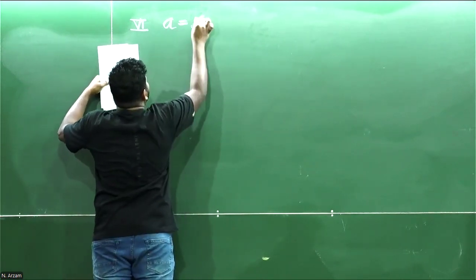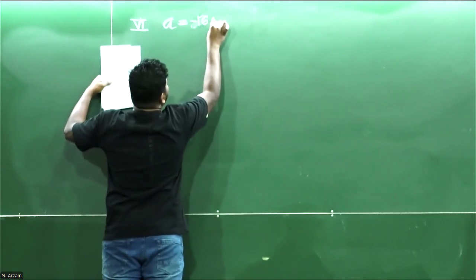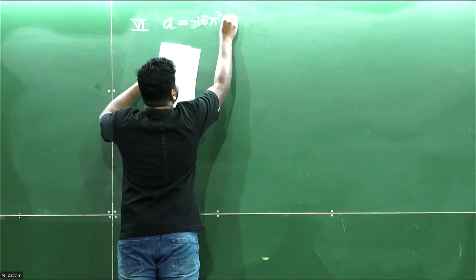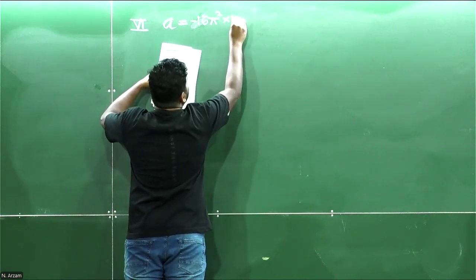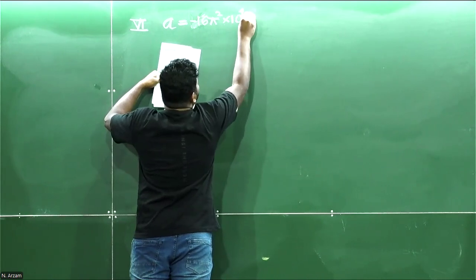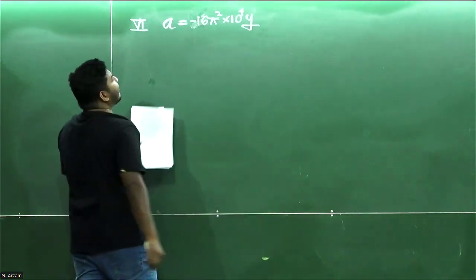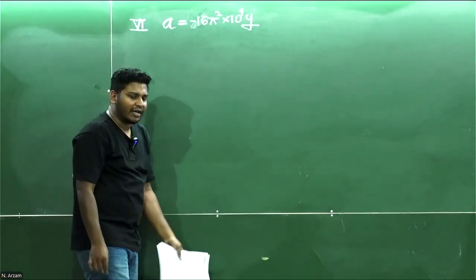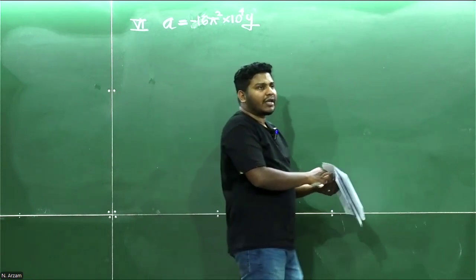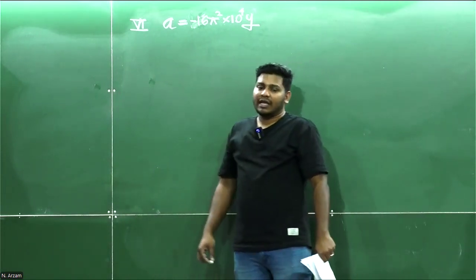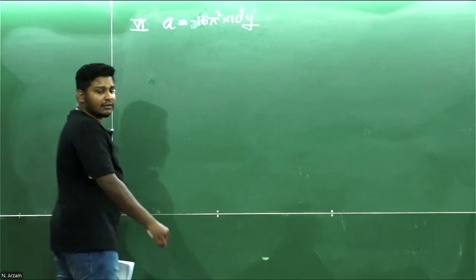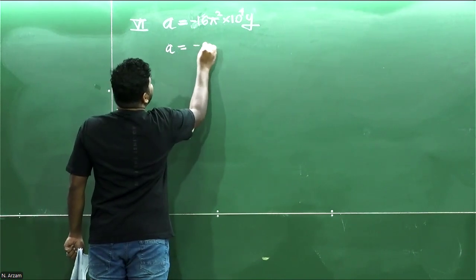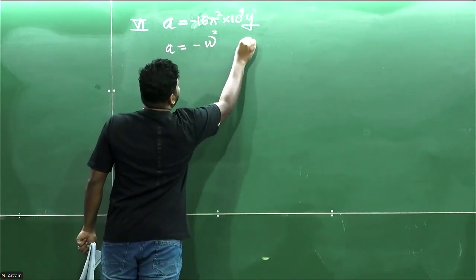Okay, A is equal to minus 16 phi square into 10 to the power 4y. This is not x. This is into 10 to the power 4y. So how can you relate this equation with A is equal to minus omega square x? Can you tell me? Right. So look at this one. A is equal to minus omega square x.